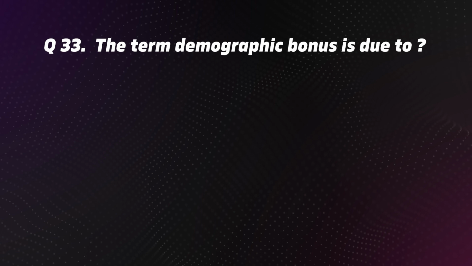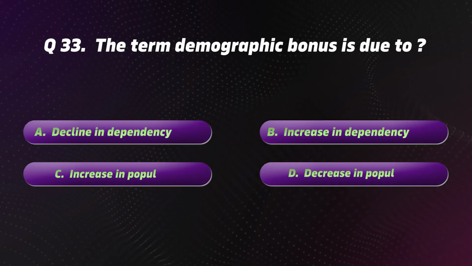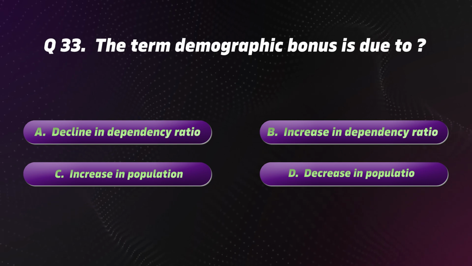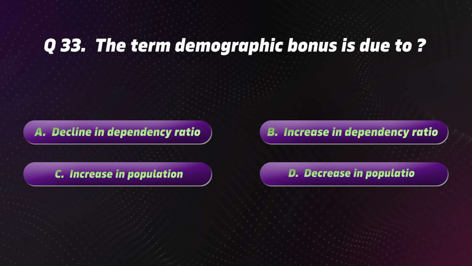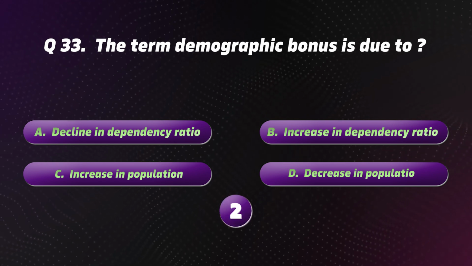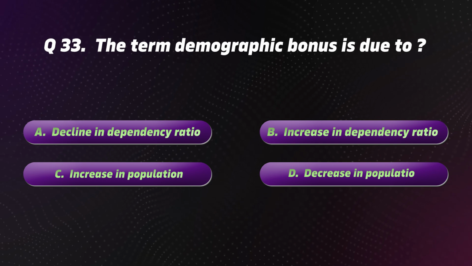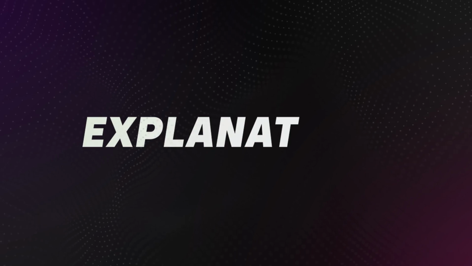Question 33. The term demographic bonus is due to the. Here are the options. A. Decline in dependency ratio. B. Increase in dependency ratio. C. Increase in population. D. Decrease in population. And the correct option is A. Decline in dependency ratio. Here is the explanation.